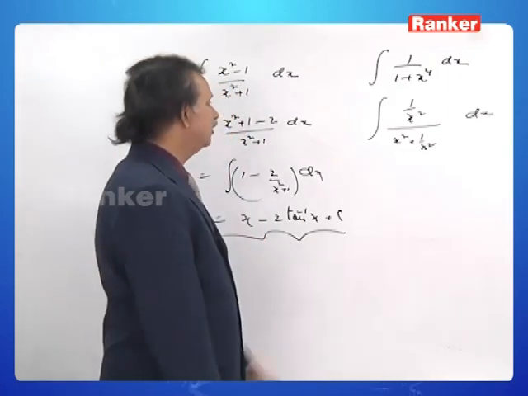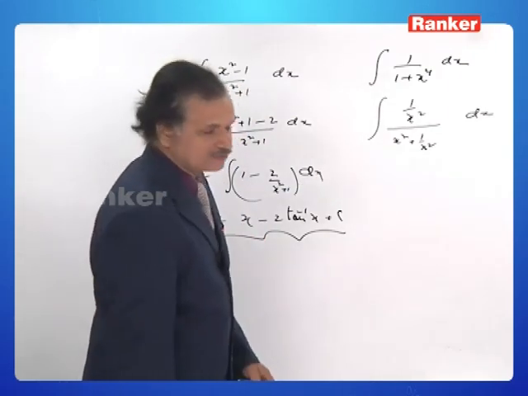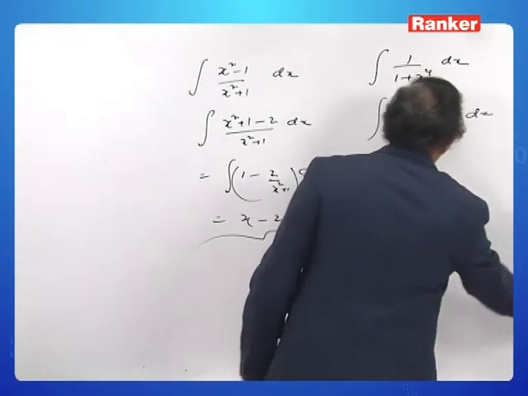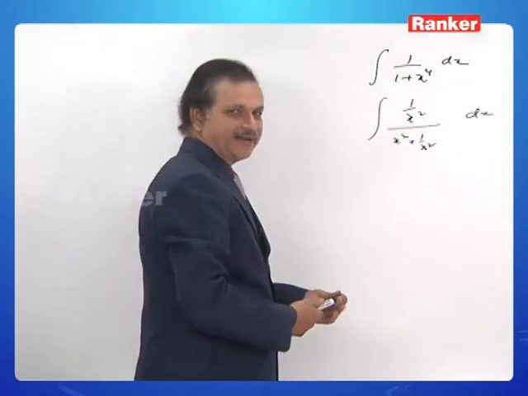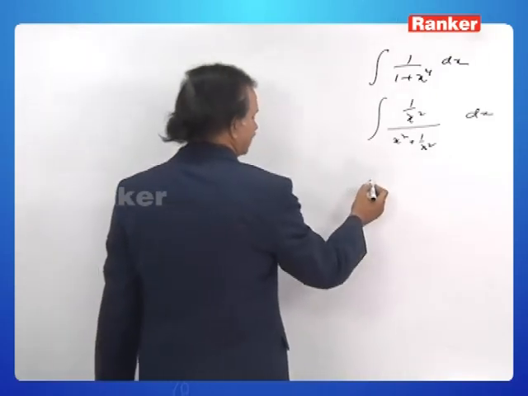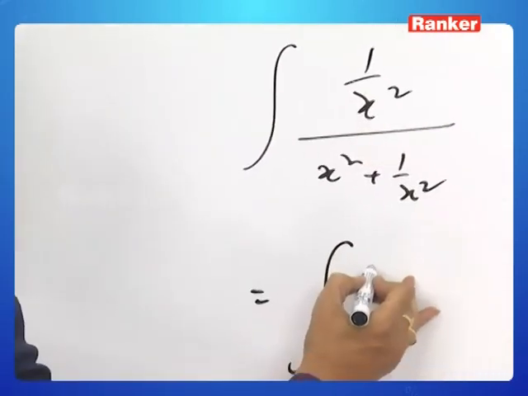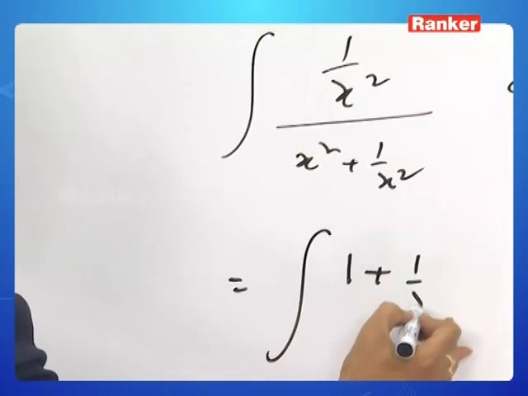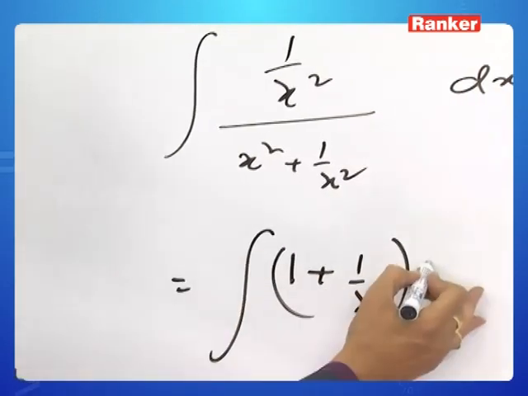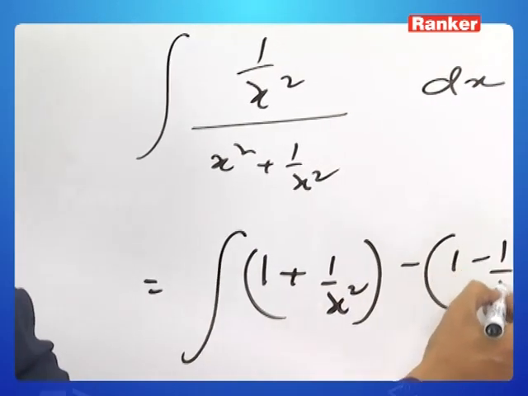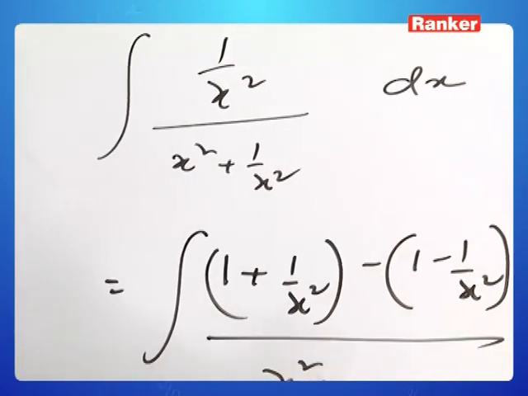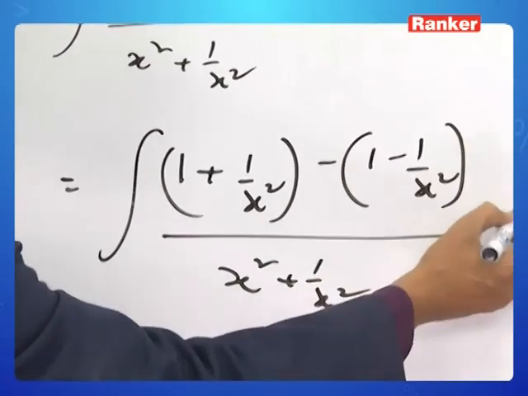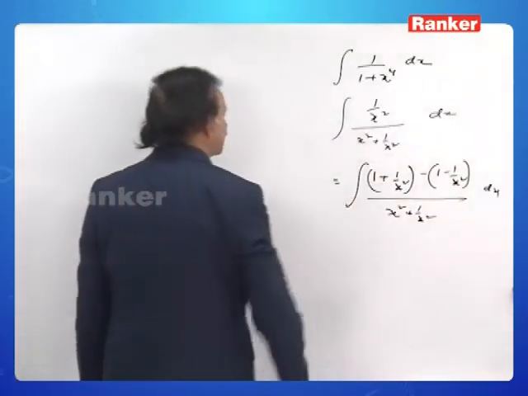What is going to happen? 1 by x square by x square plus 1 by x square. Come on friend, you tell me the idea. What do you do? Actually speaking, the next immediate step is this is equal to half into 1 plus 1 by x square minus 1 minus 1 by x square by x square plus 1 by x square. You please observe what I could have done.